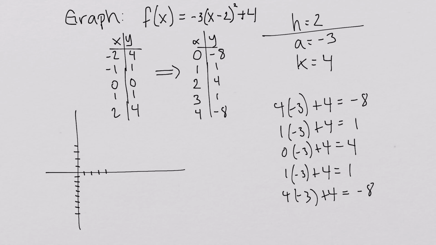0, negative 8, way down here. I'm going to put in red so you guys can see the points. There it is. 1, 1, right there. 2, 4, up here. 3, 1, right here. And 4, negative 8, way down here. And there is your parabola. Kind of missed that last point, but there's your parabola.